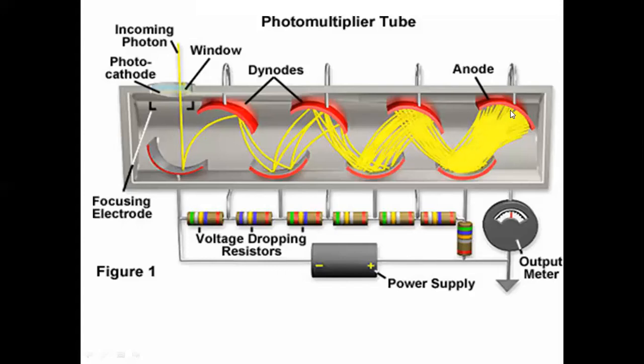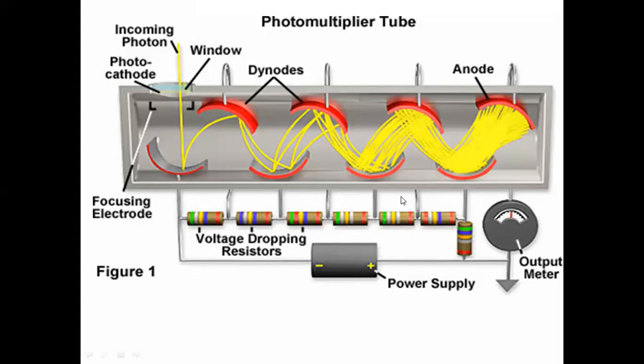And due to that, the finally generated electrons at the anode side will be very high. This anode is connected to the meter, and before that we have a power supply. This power supply will provide the voltage between each diode. So it will produce a positive supply and a negative supply.